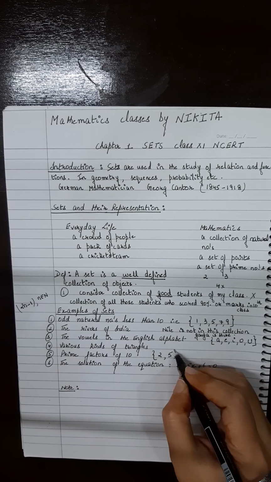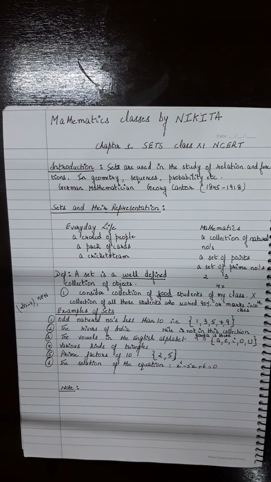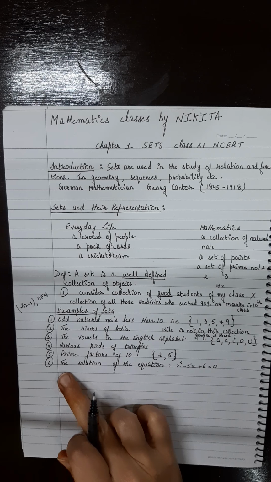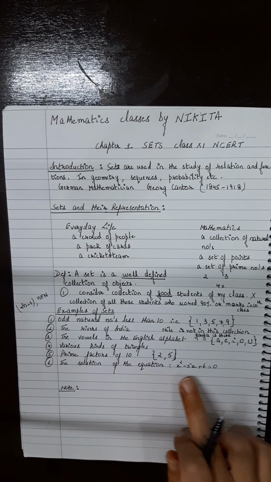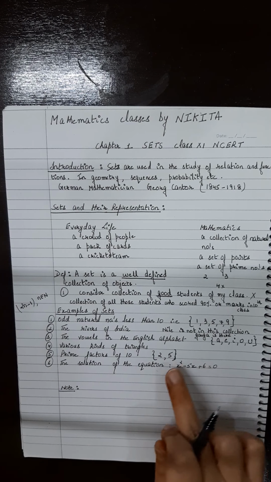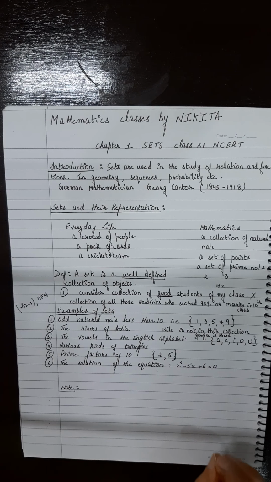So therefore only 2 and 5. So again it is a well defined collection of objects. Next example, the solution of the equation this. You know how to solve a quadratic equation. जो भी इसके solutions आएंगे उनका set आपको बनाना है.